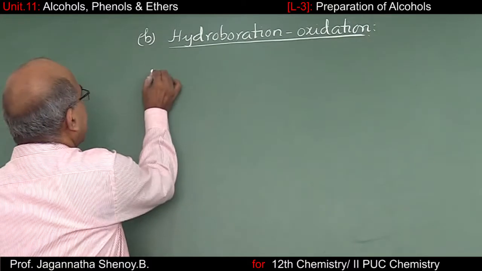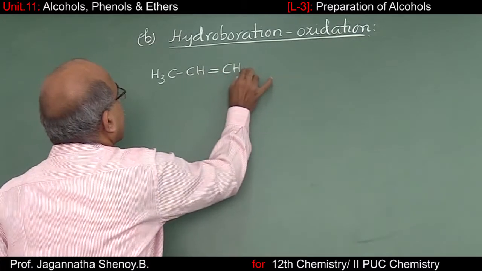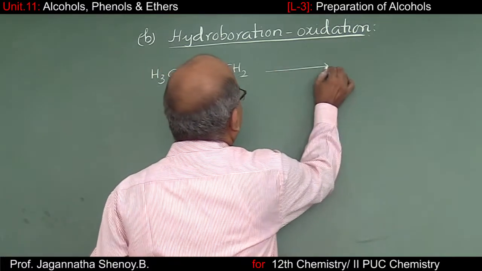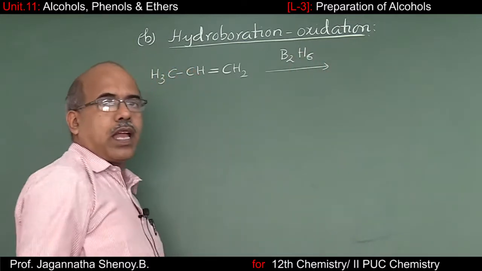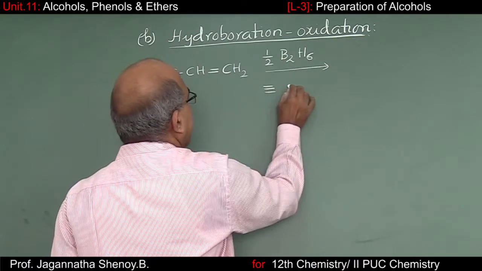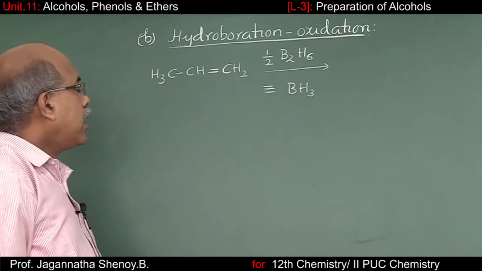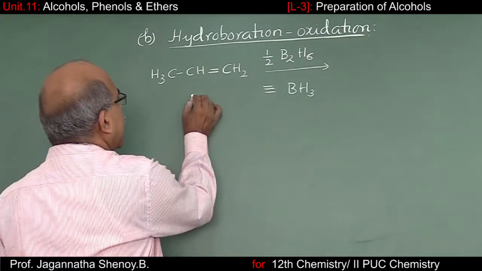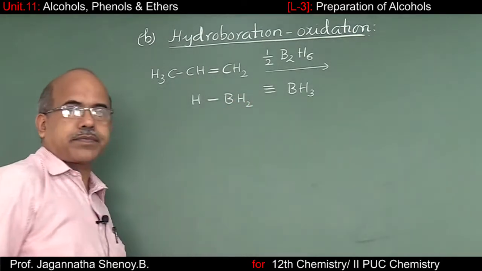Here, I'll start from propene. We'll treat it with diborane. You know, diborane is actually B2H6. It's a dimer. I'll consider half a mole of that. Or in other words, effectively I'm talking about BH3. Now, how exactly do I represent borane here? I'll consider hydrogen this way and BH2 like this.